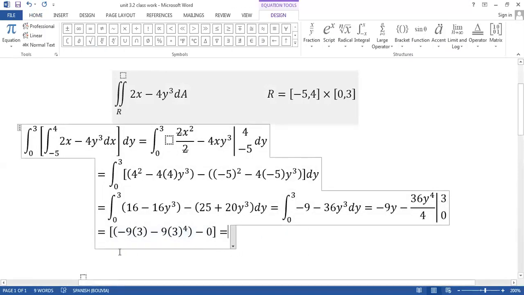That is equal to 9 times 3, that's -27. Minus 3 to the 4th: 3 times 3 is 9, 9 times 3 is 27, 27 times 3 is 81. That's 81 times 9, which is 729.